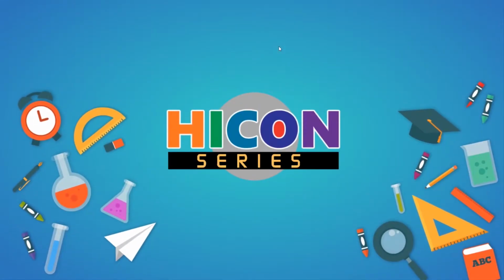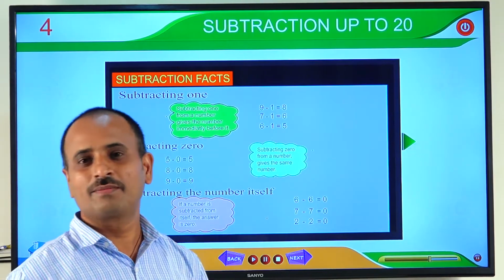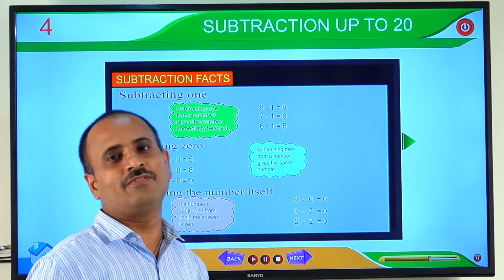Third subtraction fact. So these are the three subtraction facts.